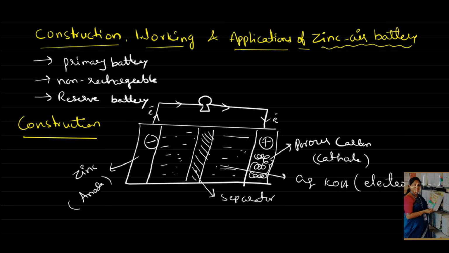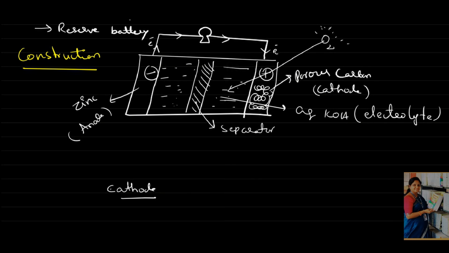Imagine this battery is sealed. In the emergency situation, when the seal is opened, atmospheric oxygen enters through this porous carbon and reaches this aqueous potassium hydroxide. Let us see the reaction at cathode. Oxygen enters through this porous carbon and reaches electrolyte, right? This aqueous KOH means what? It contains some amount of water.